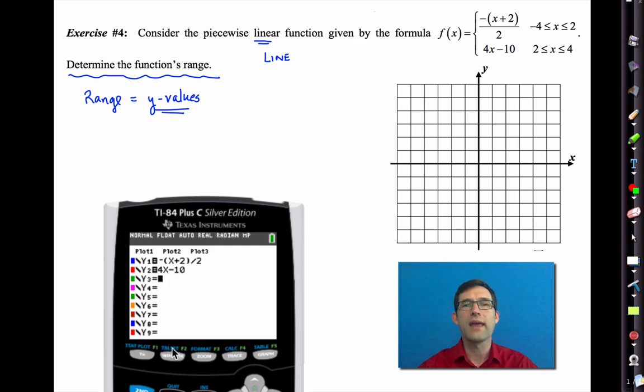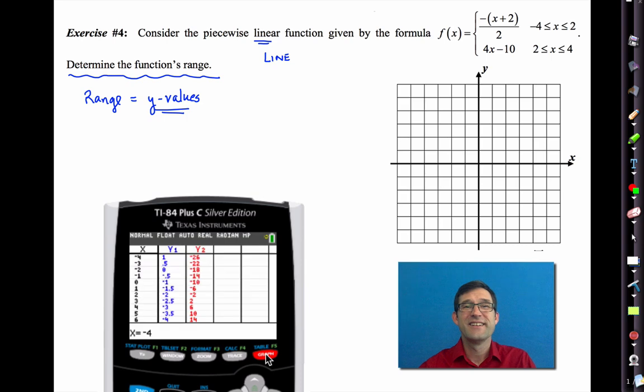So let's do this. Let's go into our table setup. Remember how to do that? It's right up here. This is where we need to start our table. Since our first formula is defined from -4 to 2, let's start our table at -4, and let's go by ones. Now, let's pop in to our table and see what it looks like.